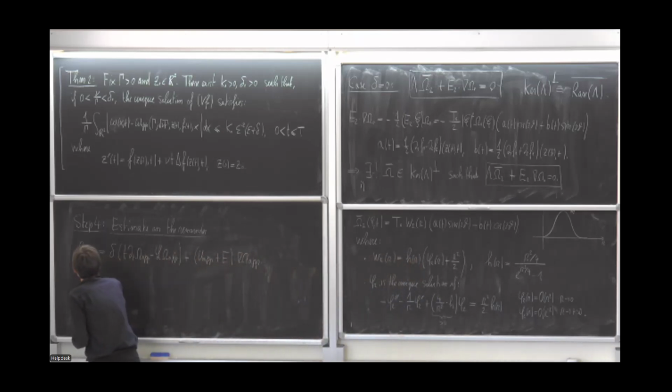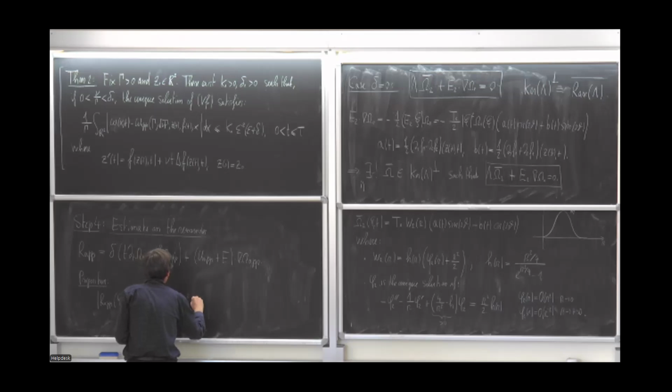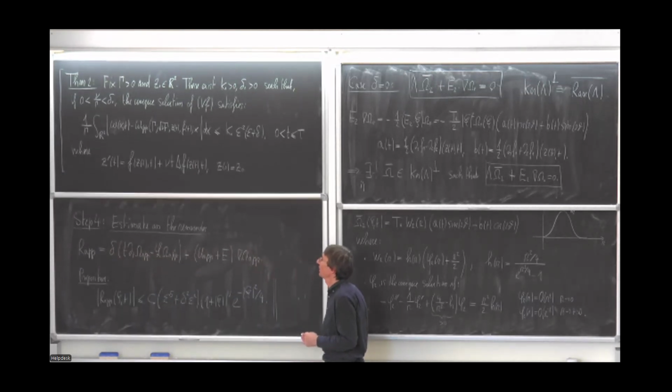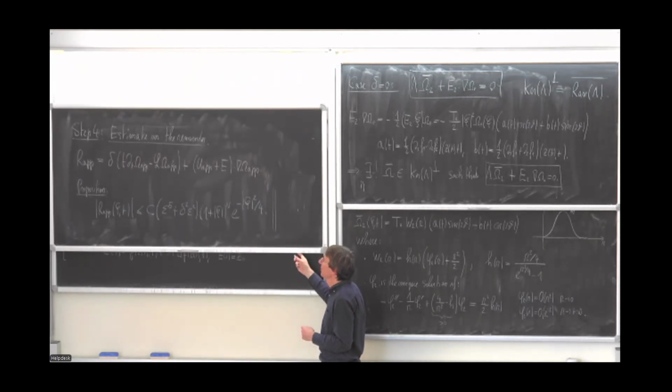So summarizing what we have done, we have proved the following thing, that with the construction we have, R of psi and t is bounded by a constant times epsilon 5 plus delta square epsilon square times 1 plus psi to some power n times e to the minus psi square over. So this is for some constant and some integer. This is the remainder estimate that we have for the remainder.